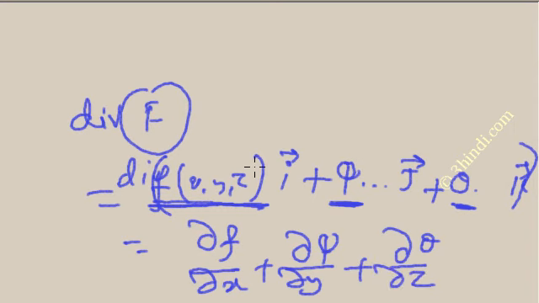If the x, y, z value is given as a point, then you just put the values of x, y, z, and you will get the exact value of divergence of f at that particular point. That's it.